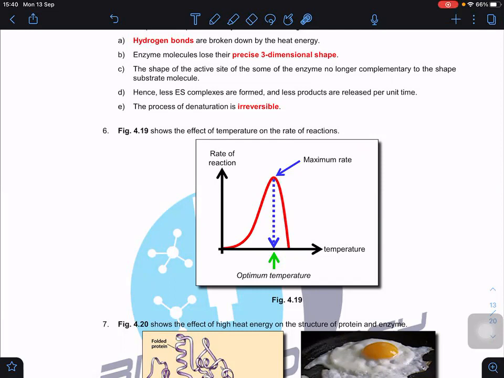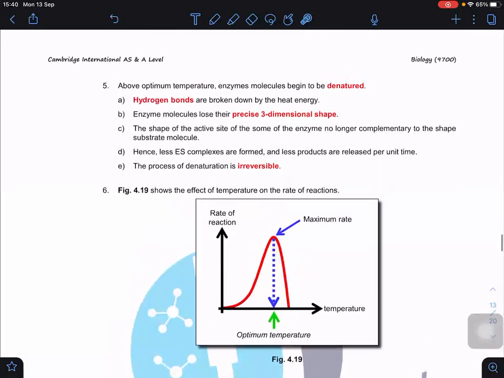Are you clear? And this is very, very important, guys, because of denaturation. Why does it drop so fast? Basically because of denaturation. So how do you explain denaturation? As we know, above the optimum temperature, the heat energy is too high. So this heat energy causes the breakdown of the hydrogen bonds between the R groups of the amino acids. So the enzyme molecule now loses its precise three-dimensional shape.